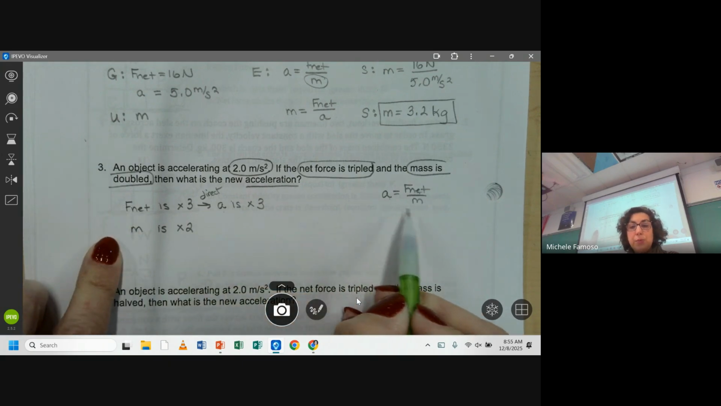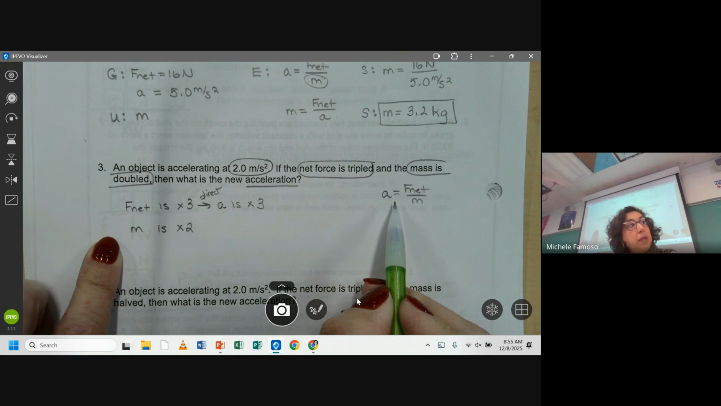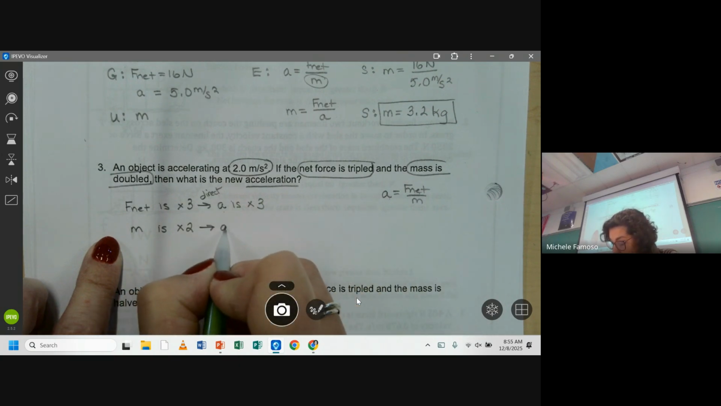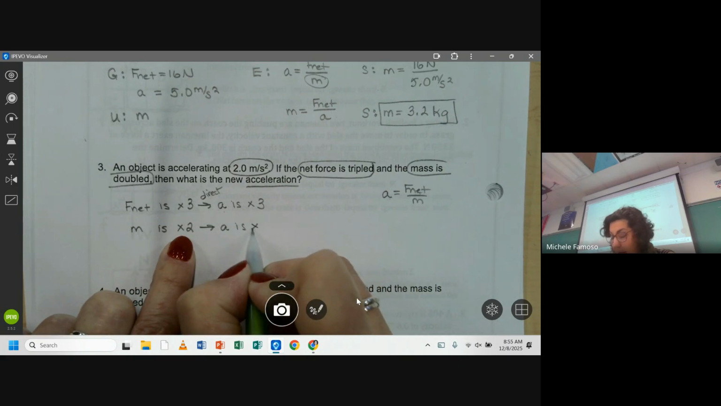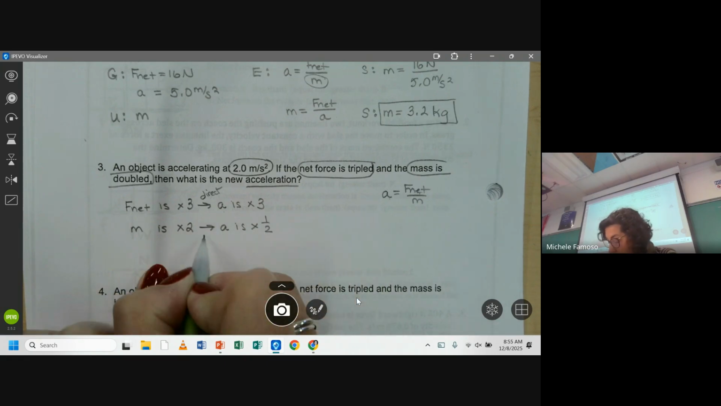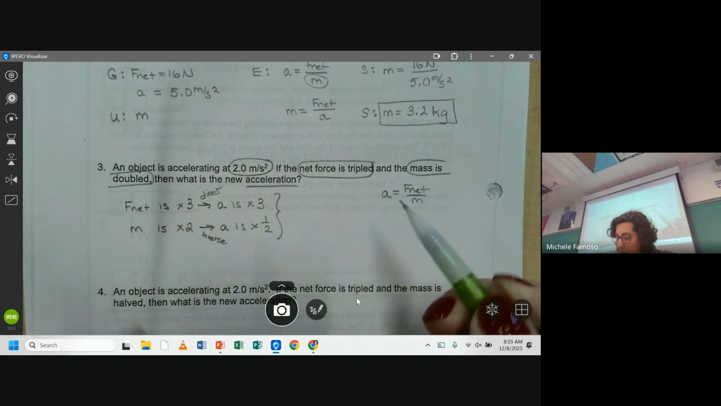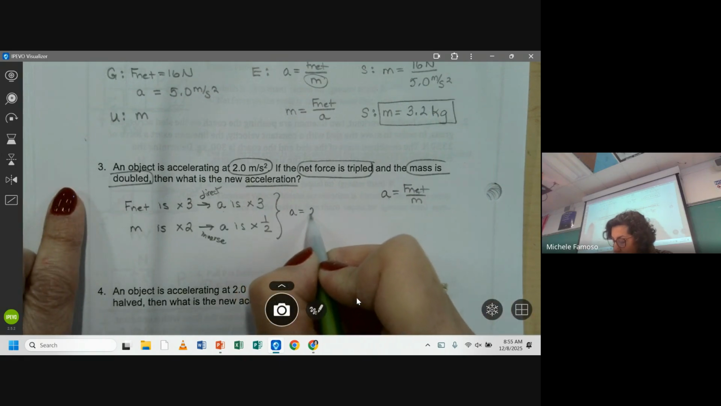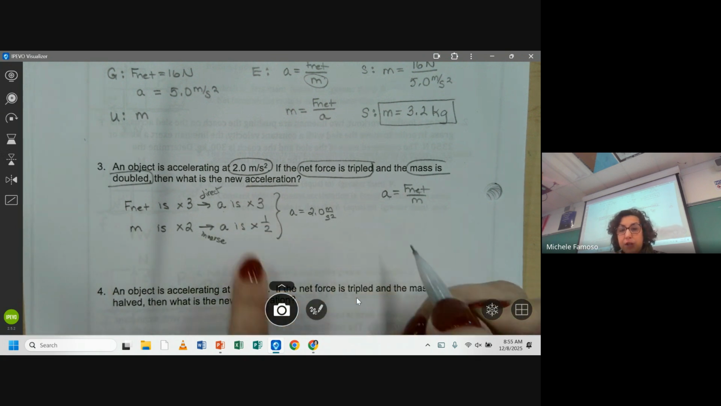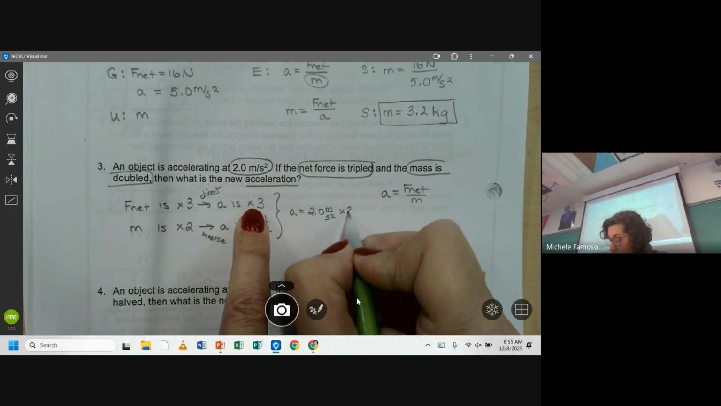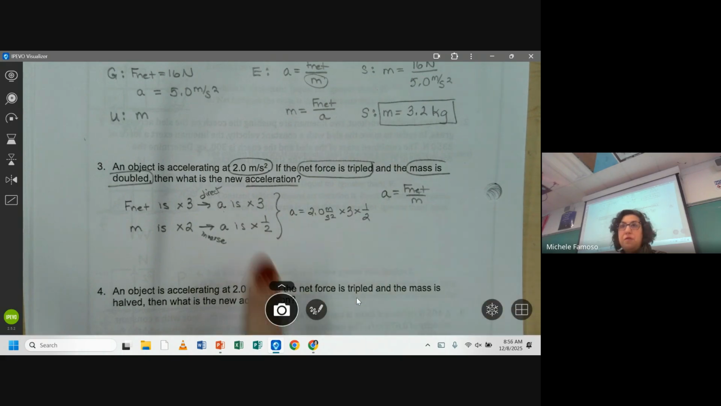Elisa, what's the relationship between the mass and the acceleration? Inverse, that's right. So that means the acceleration is not multiplied by 2 because of this change. It's multiplied by a half. That's an inverse relation. So what we have to do is multiply the original acceleration, 2.0 meter per second squared, by each of these changes. First, we're going to multiply it by 3, and then we're going to multiply it by a half.